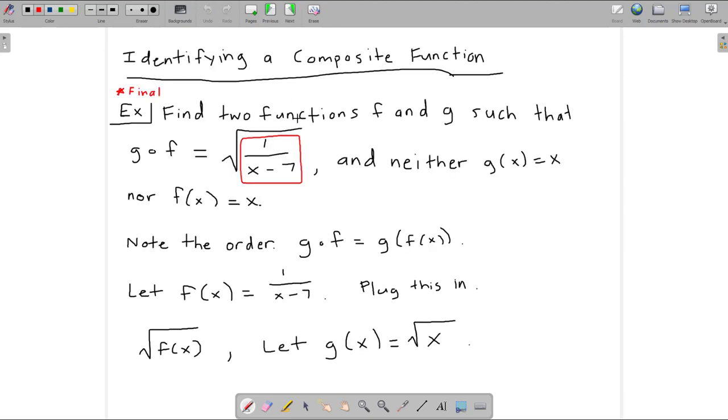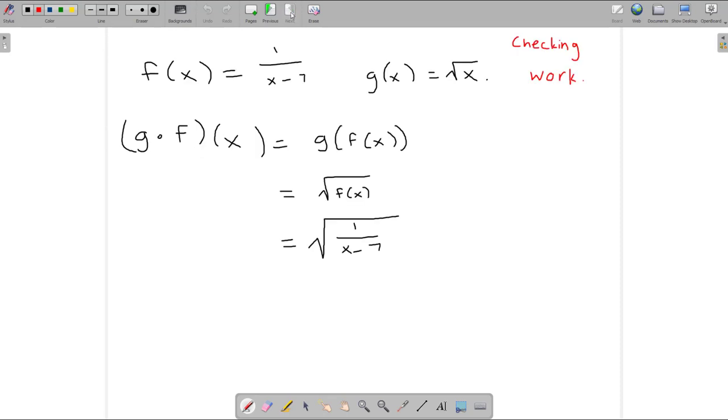But hopefully the process made sense before that too. Note the order, like note what you're plugging into which function. Set f to be the inside one, and then from there figure out what your g has to be. And with problems like these, there's more than one right answer most of the time.